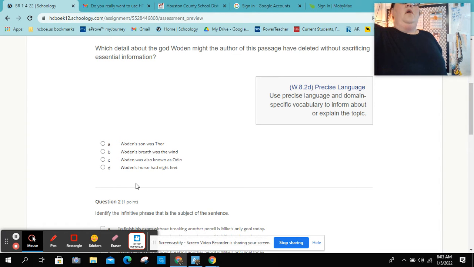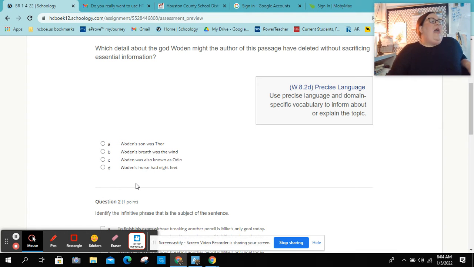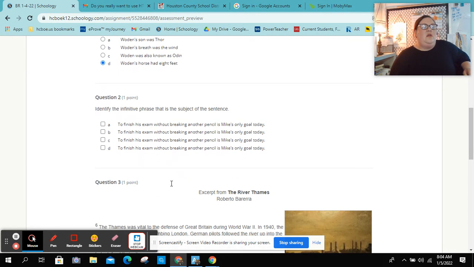Yep. All right. Which one can we do without? Woden's horse had 8 legs. So we don't need to know how many feet the horse had. Now, if the horse was missing a leg or something of that nature, would that information be important? If the horse were missing legs, would that make it important? Okay, but if we know that an animal has 4 legs, is this information essential? No. So that would be our answer.